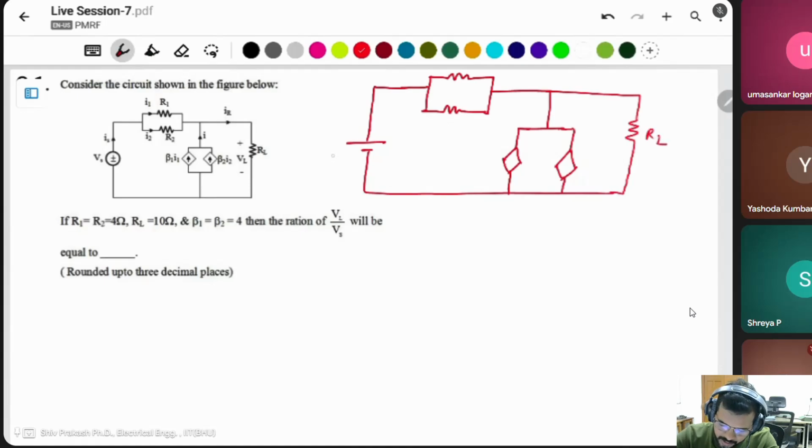This one is RL, VS, this current is IS, R1, R2 are resistors, this current is I1, this current is I2, and this is a current source beta 1 and I1, this current source is beta 2 and I2. This current is I mentioned in the question, this is IR, this voltage is VL. Okay, we have to find VL divided by VS.